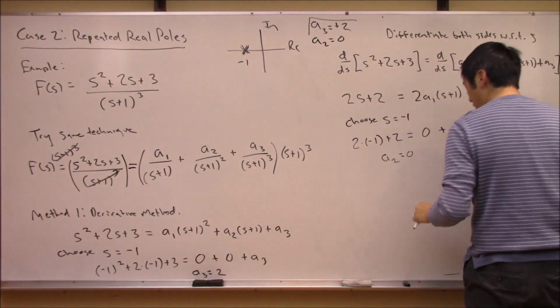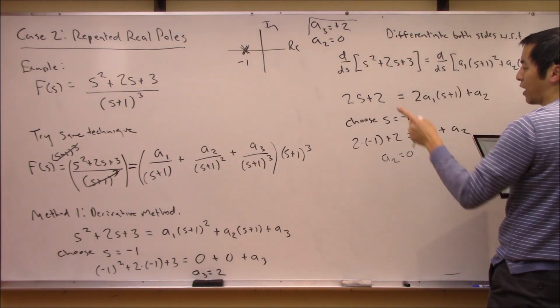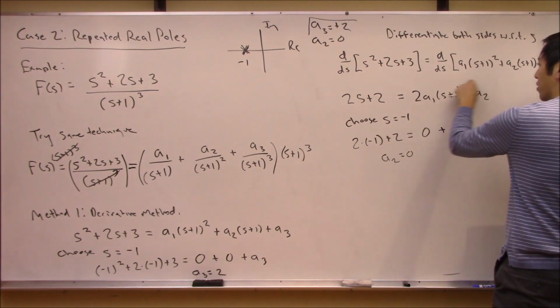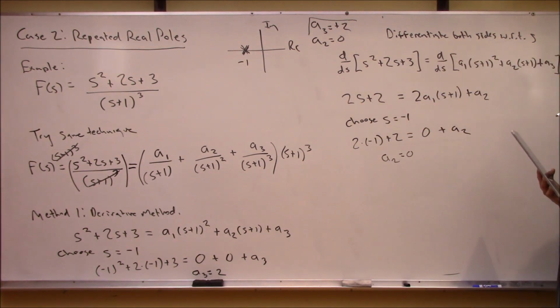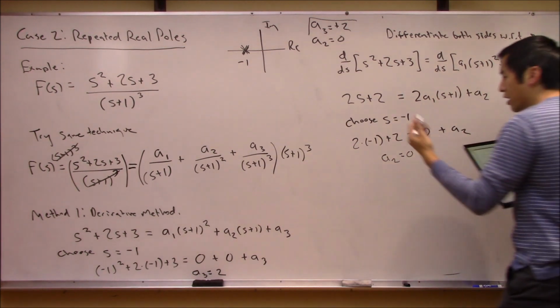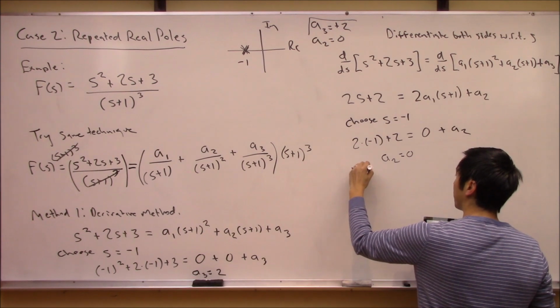Okay, so I think you can get the pattern at this point. Let's go ahead and take the derivative again with respect to s. You can think about it as differentiating both sides with respect to s twice, but let's just do it again. So another derivative.